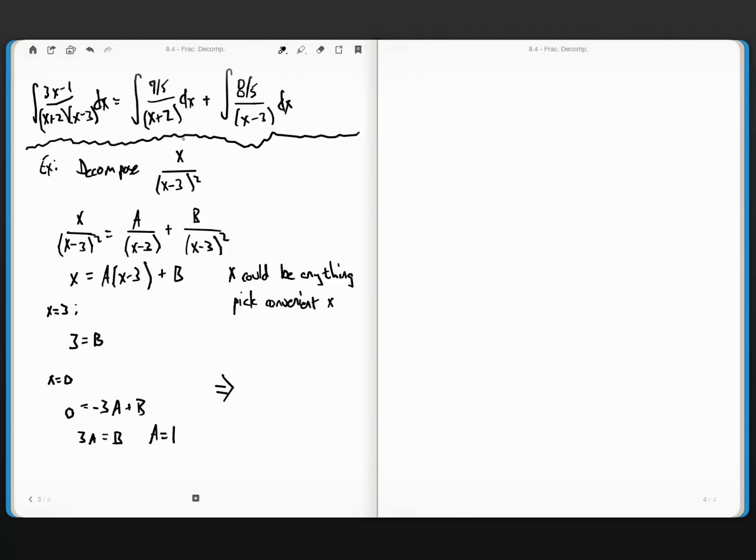So I can rearrange this and say that my original integral, or my original fraction, because I didn't really do these as integrals, becomes 3 over, well, let's see, a is 1 over x minus 3 plus b is 3 over x minus 3 squared. All right. And again, think about how do we integrate these things. What technique that's in our arsenal do we have to solve these types of integrals?